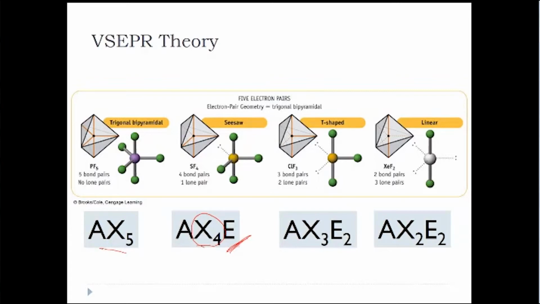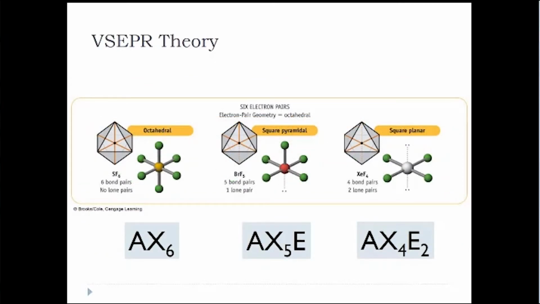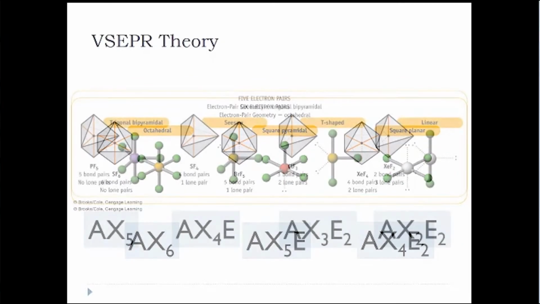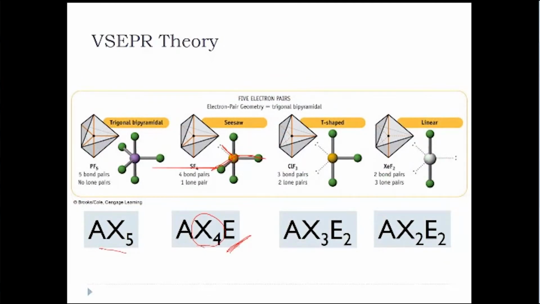It's important to remember that with this geometry, there are 2 different types of positions. We have the equatorial positions that are in the triangle positions, and then we have the axial positions, one above and one below. Sorry about my PowerPoint there. One axial position above and one below.